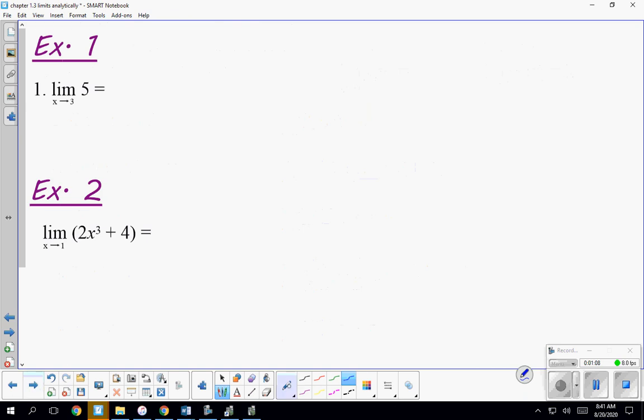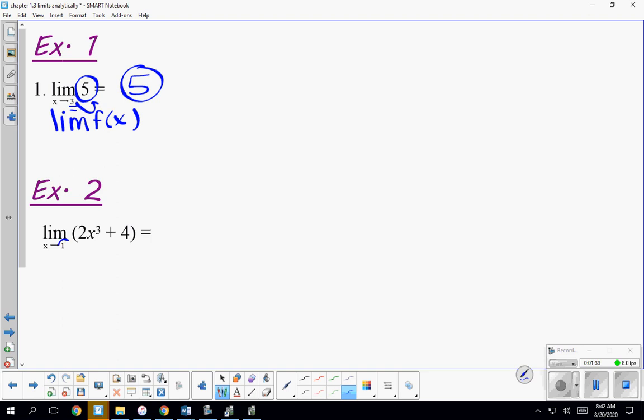So, examples. Remember, function notation says the limit of f of x. So this is f of x. This is the function. It's always 5. It's 5 no matter what. No matter what we're approaching, this guy's equal to 5. The other way to look at it is there is nowhere to plug this in, so it's just going to be 5.